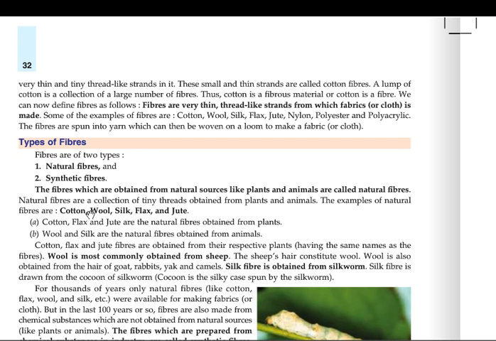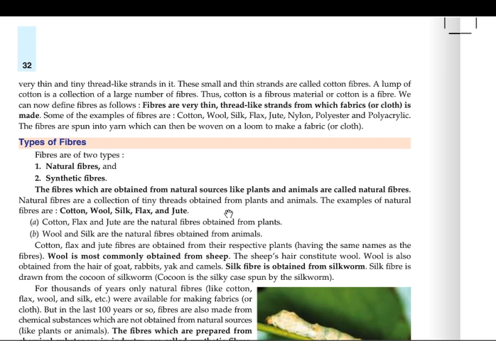Wool is also obtained from the sheep. Silk is also obtained from a silk moth. Flax is a type of fiber, and jute is obtained from the jute plant. So the fibers which are obtained from natural sources like plants or animals are called natural fibers.